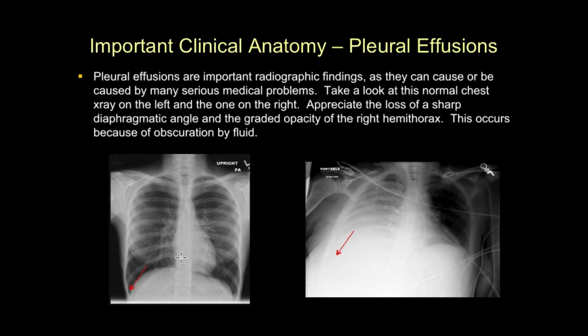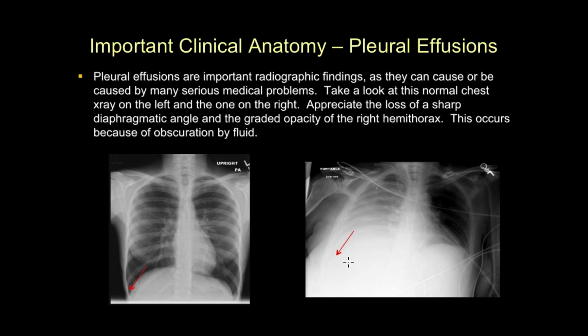And some important clinical anatomy regarding pleural effusions that they're very important. Here's a normal chest, and you can see that there's this sharp angle from the diaphragm, and then on this non-normal study, we're going to see this opacity that gets more and more white as it goes down. Essentially what's going on there is there's obscuration by fluid.